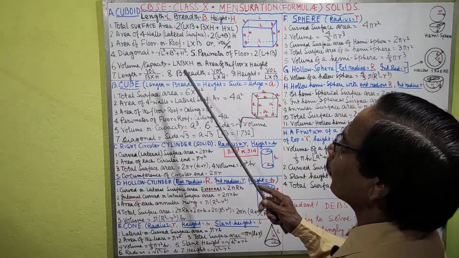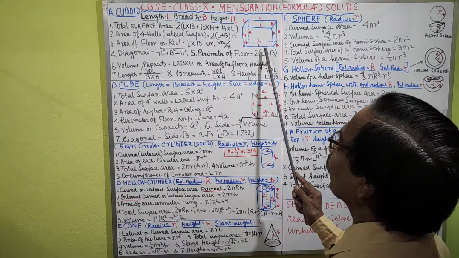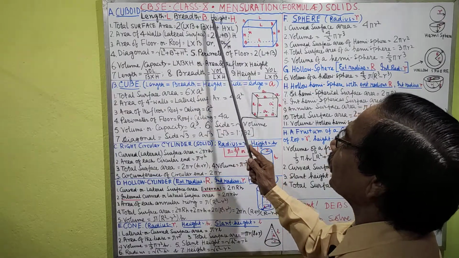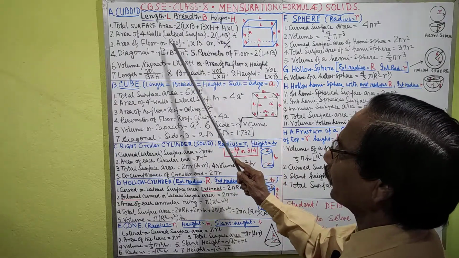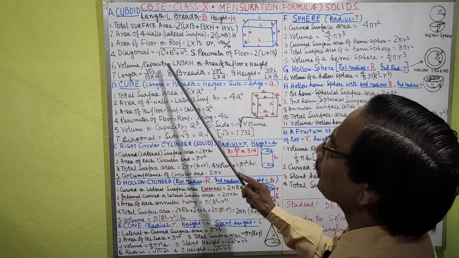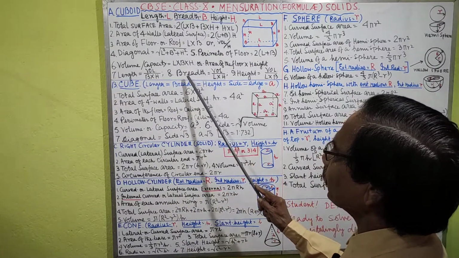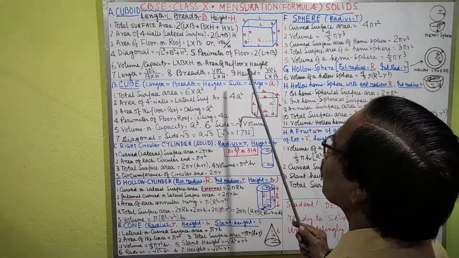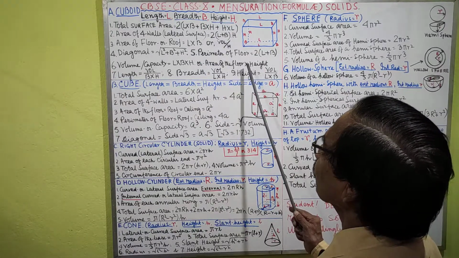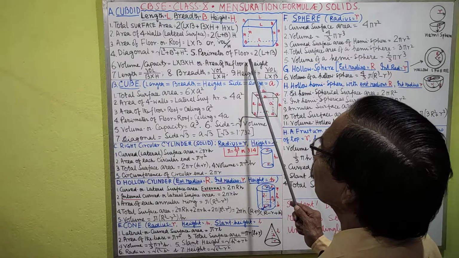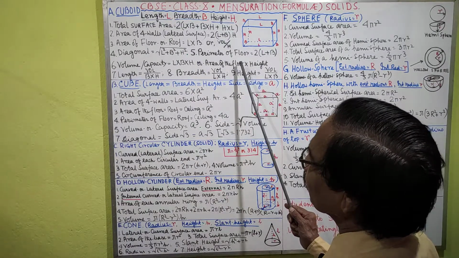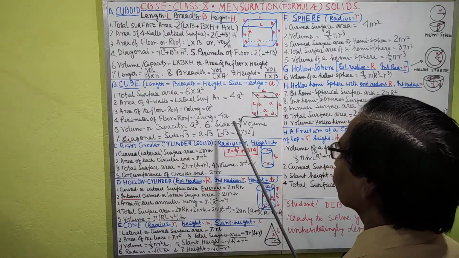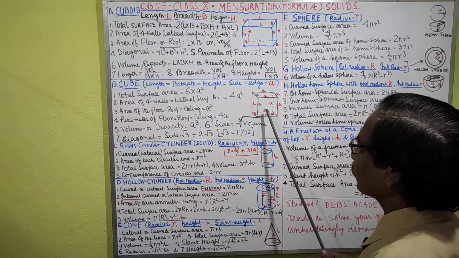In case of cuboid, the length, breadth and height are taken as L, B and H. And here are all the formulae that you need to calculate the different problems containing cuboid. Next, cube. Cube is a solid figure having all sides equal.